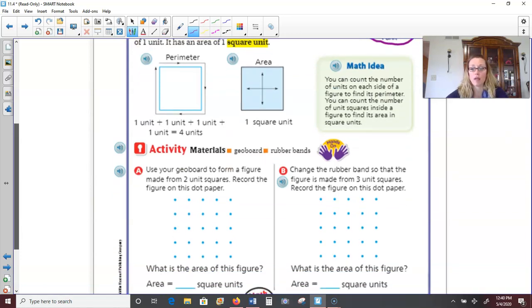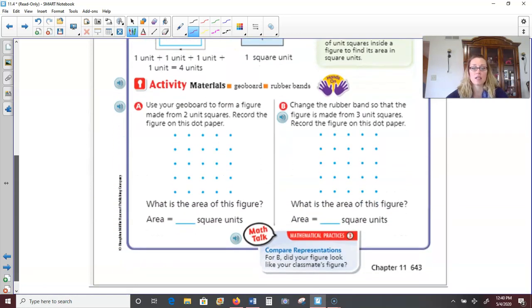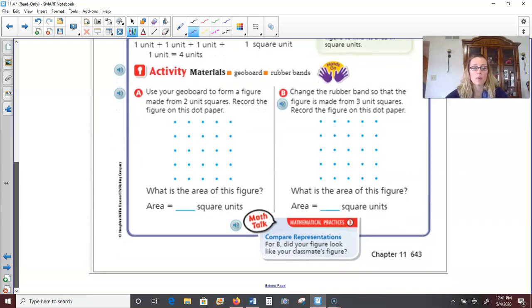Okay, if we go down to the activity, we would need our geoboard and rubber bands if we were at school, but we're just going to use the geoboard that they kind of have in our book here for us, and we'll just draw on that. It says to use your geoboard to form a figure made from 2 square units. Record the figure on this dot paper. Now, when we trace and connect the dots, we want to have 2 square units.